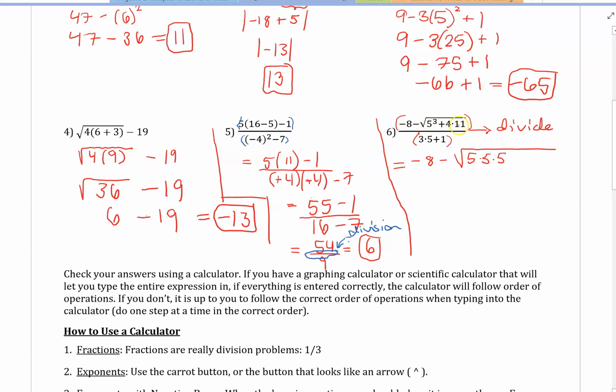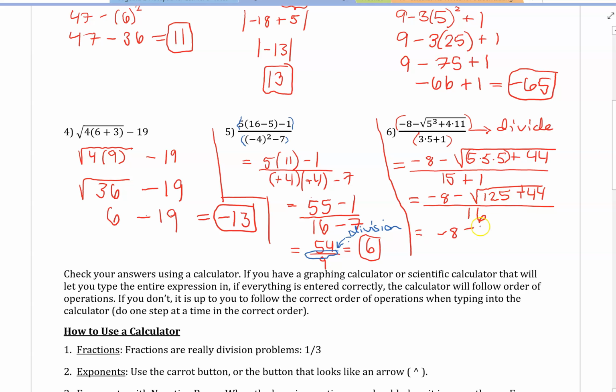And then I need to multiply 4 and 11 together before I add, right? We want to do multiplication before we do addition. And then in the denominator, I have 3 times 5, so that's 15 plus 1. Okay, so now under that square root, I have 125. That's what you get when you do 5 times 5 times 5, plus 44. And then all of that is over 16.